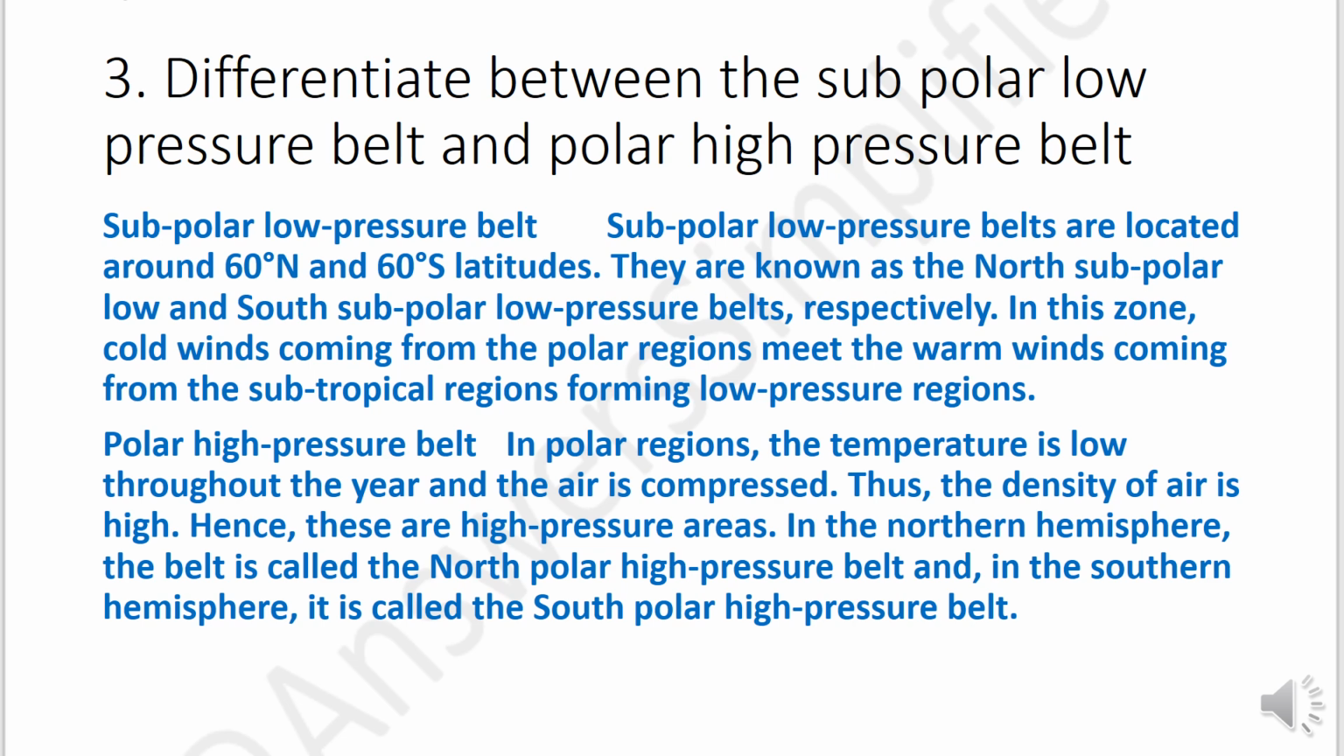Polar high pressure belt. In polar regions, the temperature is low throughout the year and the air is compressed. Thus, the density of air is high. Hence, these are high pressure areas. In the northern hemisphere, the belt is called North Polar High Pressure Belt, and in the southern hemisphere, it is called South Polar High Pressure Belt.